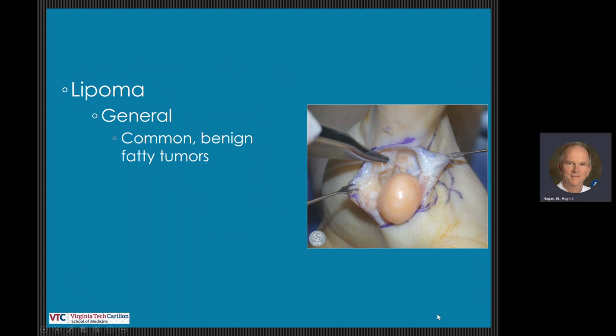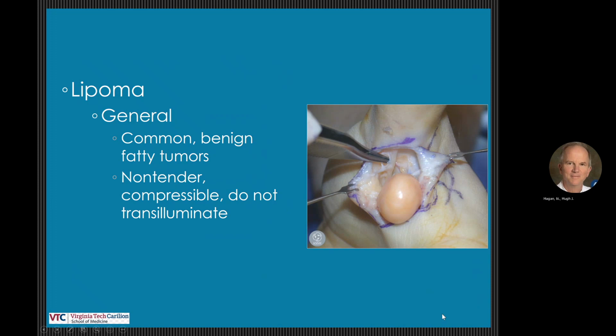Lipomas are very common benign fatty tumors. They are non-tender, they tend to compress, but once again, they don't transilluminate. They can present in locations typical for a ganglion cyst, such as the dorsum of the wrist. I recently saw one of these and was fooled by the diagnosis, thinking that it was likely a ganglion cyst. Couldn't really tell if it transilluminated or not, but when I opened it up, it was clearly a lipoma.